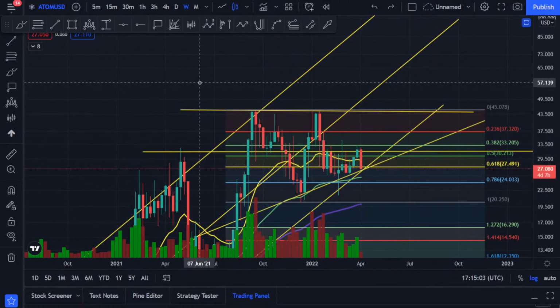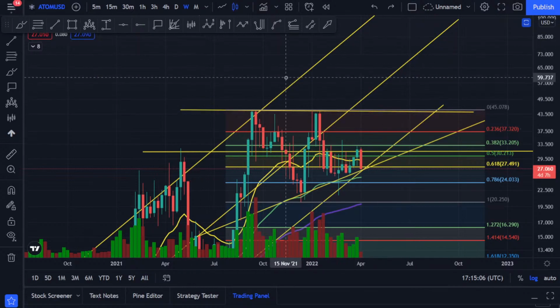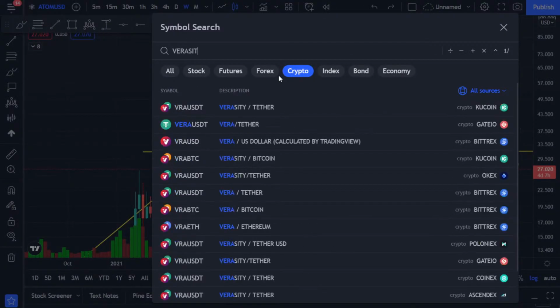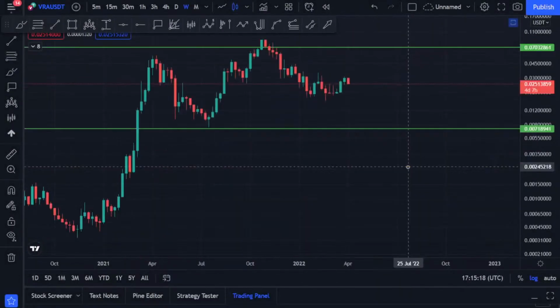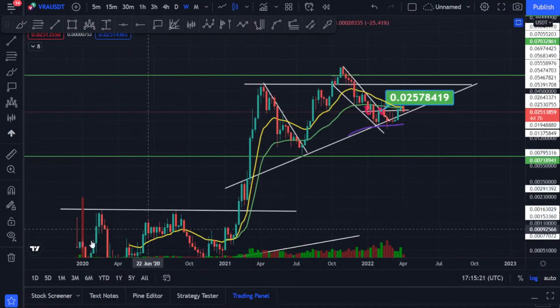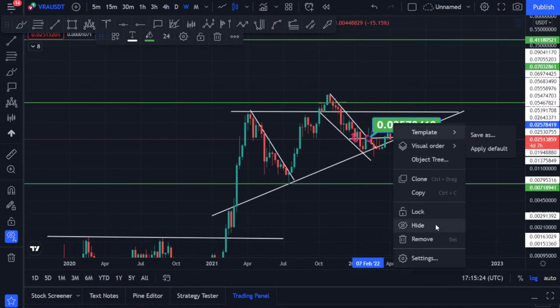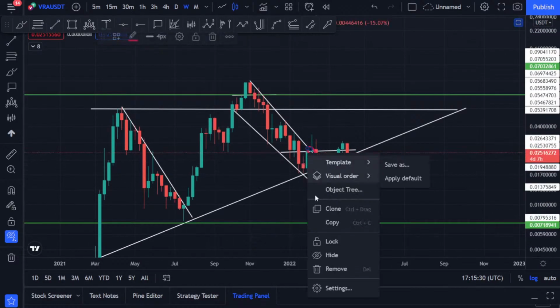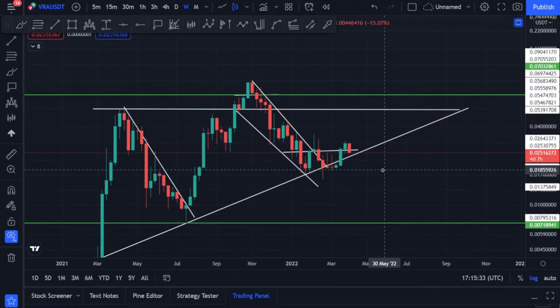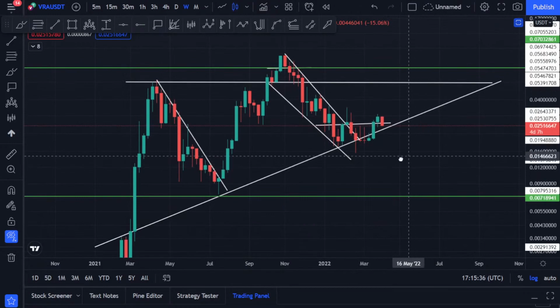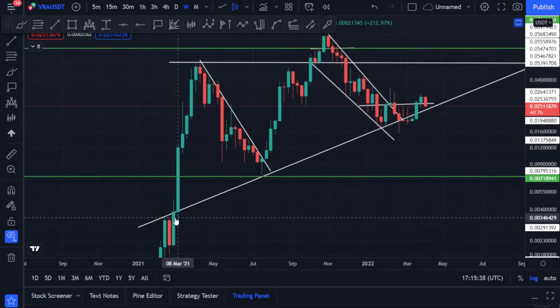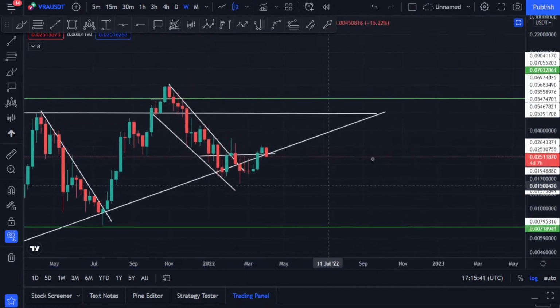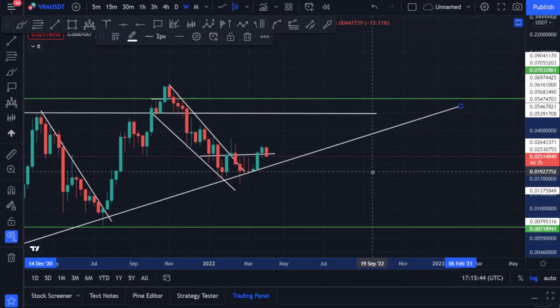And then we have Veracity. Oh, I've covered this one before. Let's see what's going on with it. So with VRA, you broke the support. Let's see. We can draw this a little bit better, on support here.